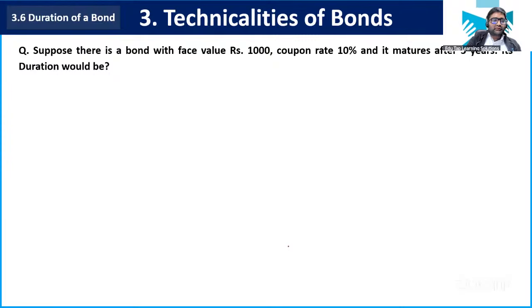We have this question over here. We will do one calculation, although this has not been asked, but we'll try to understand it properly so that logically you can calculate in the exam. We will have to go for a table and all of these things, so there are very few chances of it being asked, but we should know the process. Suppose there is a bond with a face value of 1000, coupon rate is 10% and it matures in 3 years. Duration is to be calculated over here.